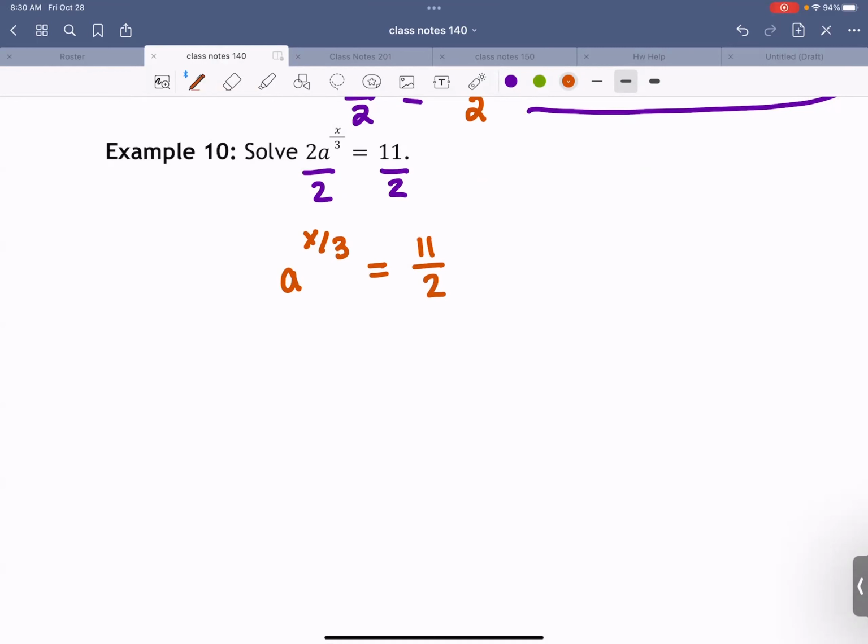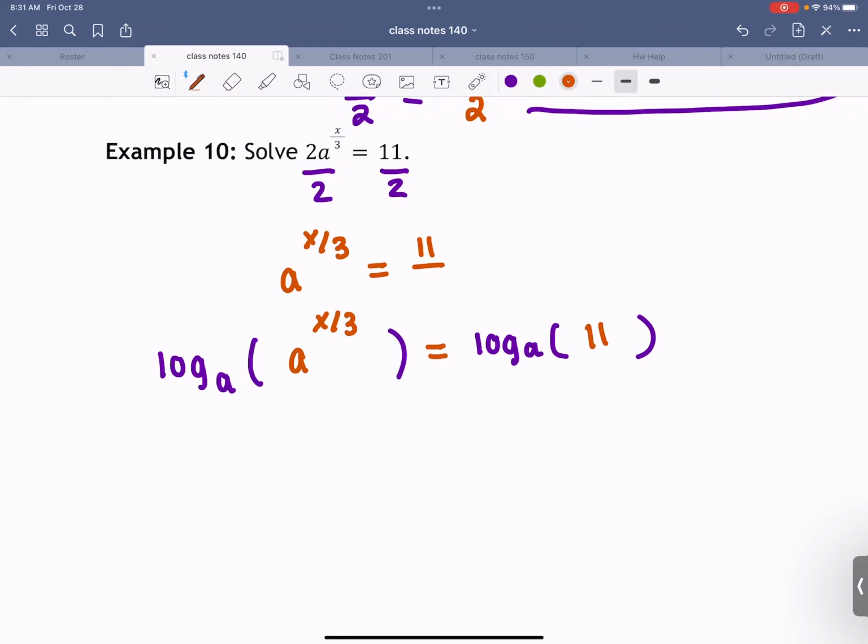Now I have the logarithm, or sorry, the exponential by itself. What should I do on both sides to undo a to a power? Good, log base a, right? Log base a of both sides will undo the exponent, okay? So we have log base a of a to the x over 3, and we have log base a of 11 on the right.